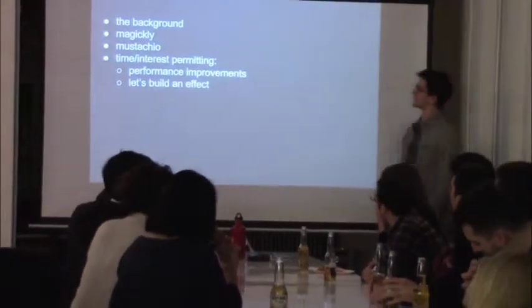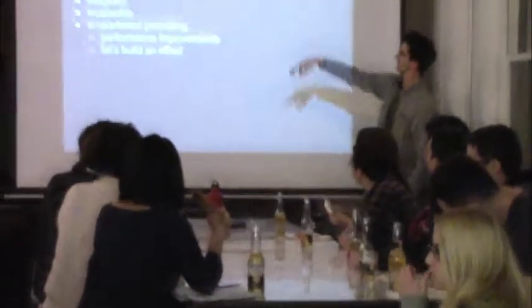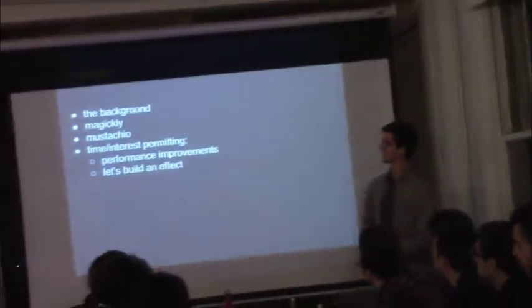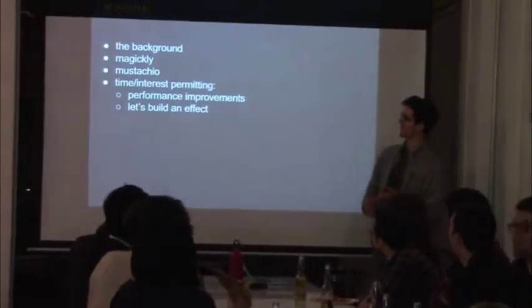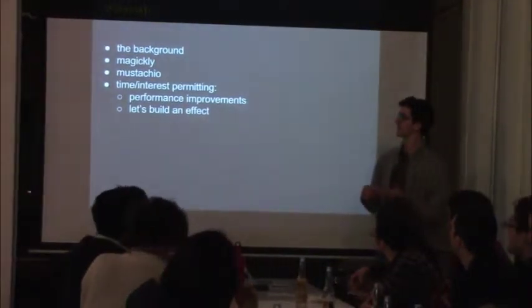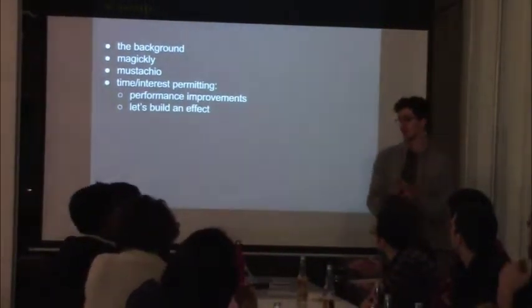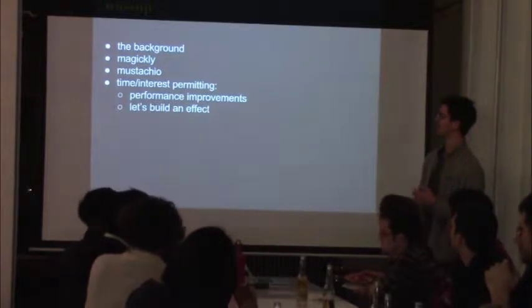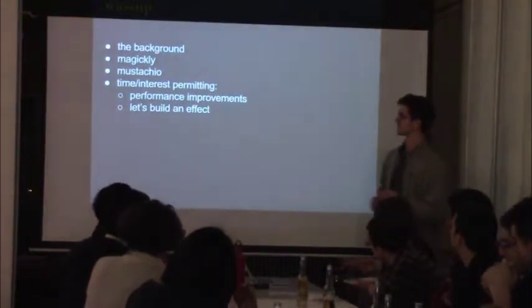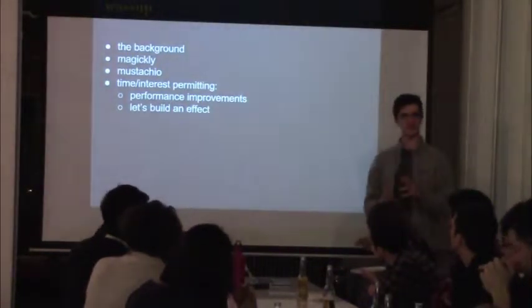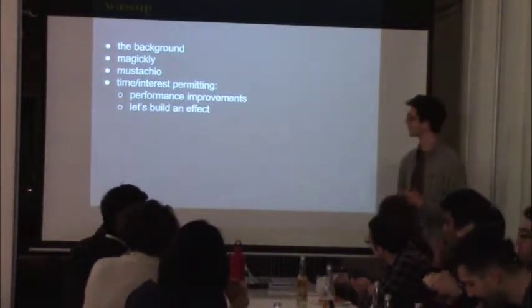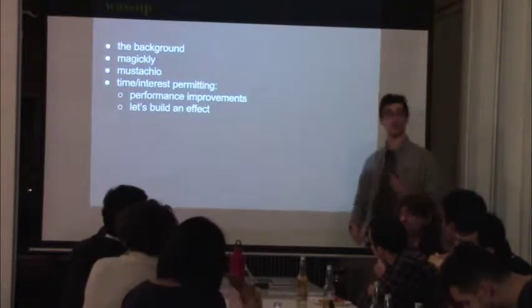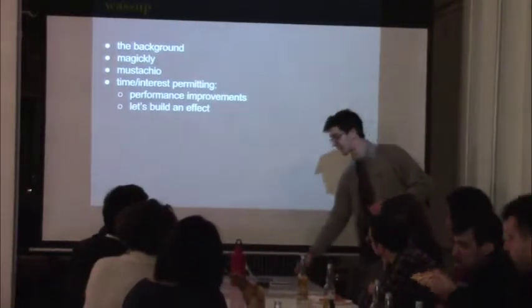So what we're going to cover: a bit of background, the Magically gem and how that was created, the Mustachio gem, which is built on Magically, and then, time and interest permitting, some performance considerations that we encountered when using this gem, and maybe we'll have time to build the fact, I don't know.